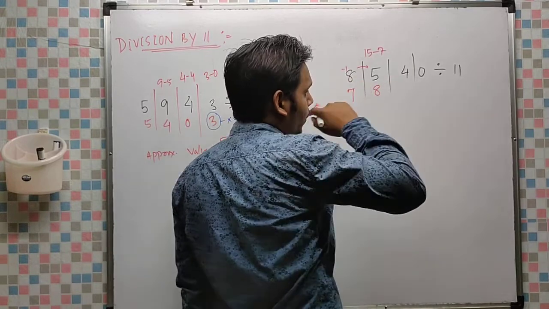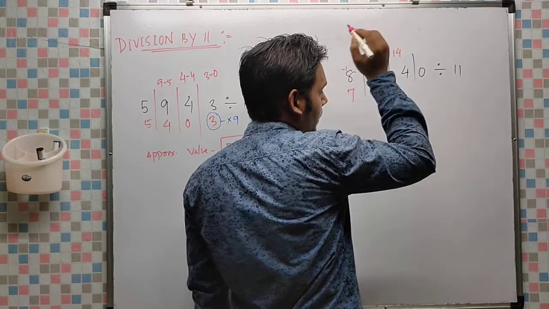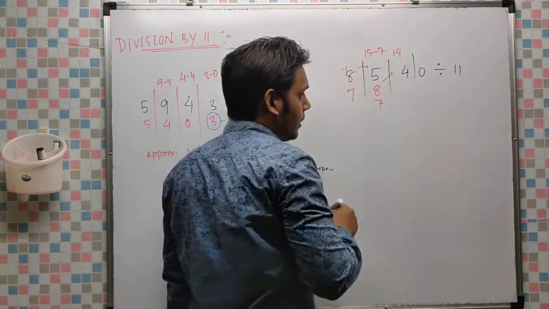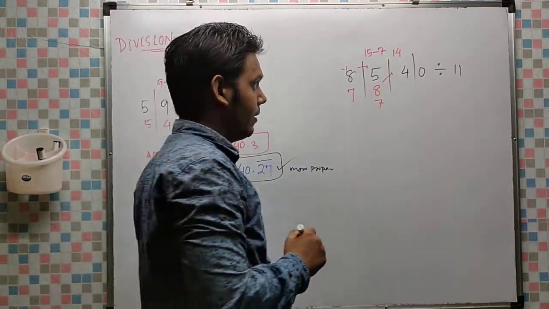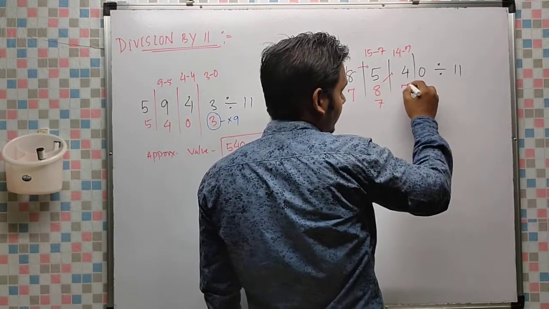Now 8 is greater than 4. Again I have to donate 1. So this 4 will become 14, and this 8 will turn to 7. Now 14 minus 7 is possible. 14 minus 7 is possible, that is 7.